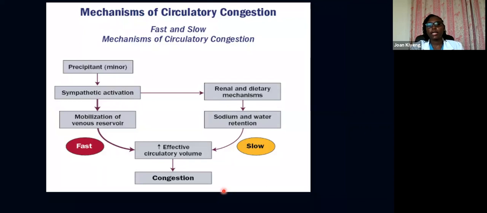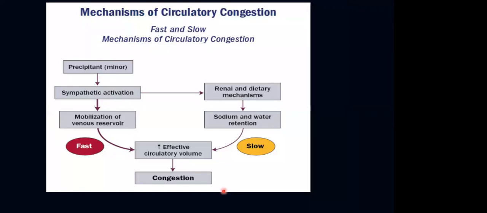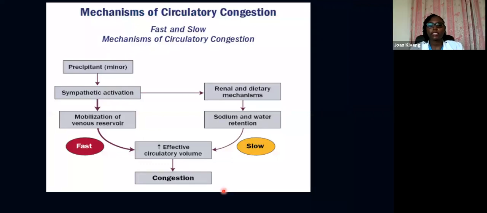So these are the mechanisms. Why would somebody go into heart failure? You may ask yourself. Initially, when there is an insult, which we'll see in the next slide, you get this sympathetic activation. And as I was telling you, in the initial time, it's a good compensatory mechanism. There is mobilization of the venous reservoir. There's a lot of blood that usually is in the venous system. So once you start getting vasoconstriction because of the sympathetic activation, then you start increasing the blood volume.